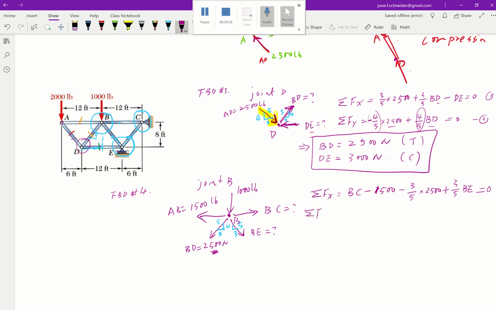Then forces in the y direction, what do we have? We have this negative 1000 going downward, and BD is also going downward, 4/5 of that 2500. BE is also 4/5 of BE. It's going downward, minus, equals 0. So we have all those equations. From equation number 2, we can go ahead and solve BE. Let's see, so that's going to give us 2,000. And together negative 3,000.